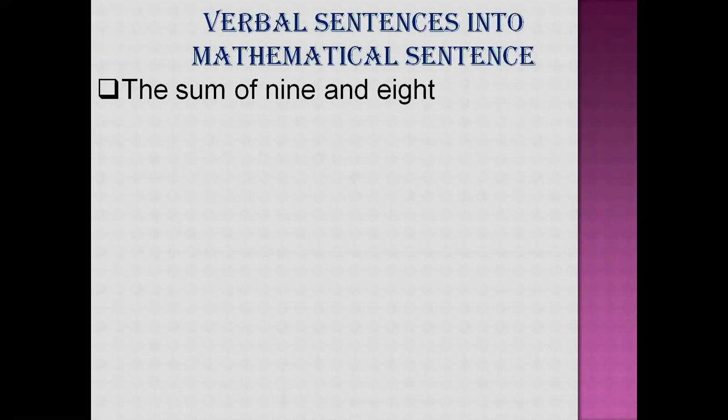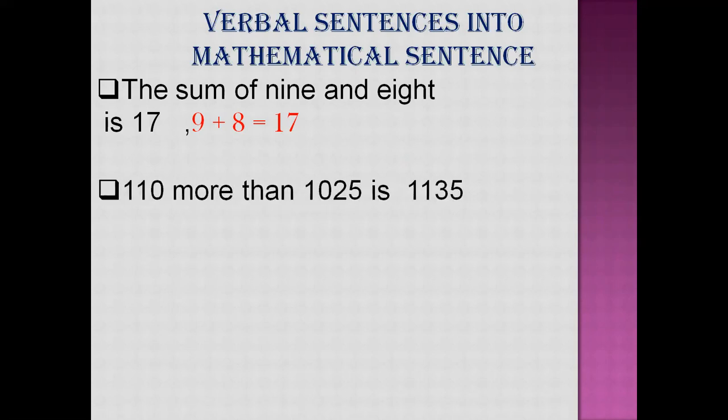These are verbal sentences which we are going to change into mathematical form. The sum of 9 and 8 is 17. 9 plus 8 is equal to 17. 110 more than 1025 is 1135. Now in mathematical form, 110 plus 1025 is equal to 1135.